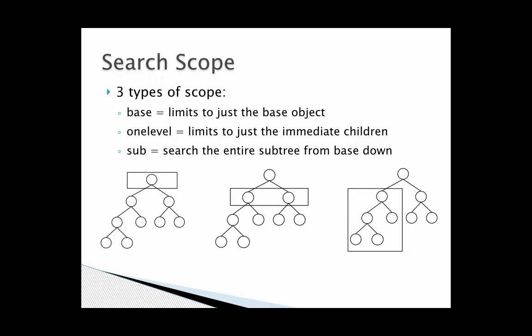We can do one level, which limits it to the immediate children, so that's the container that you're in and the ones that are contained within that container, and only the ones contained within that container. And then we can do a sub, which looks at the entire tree down. So from the point you're at, all the way down to the base of the tree. And of course, these trees are all upside down for symbol's sake. So you have the trunk at the top, one thing at the top, and then it forks down into the branches and leaves downwards. Okay, so remember the scope when you're trying to do your searches.